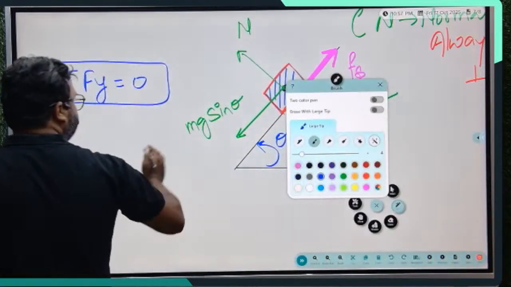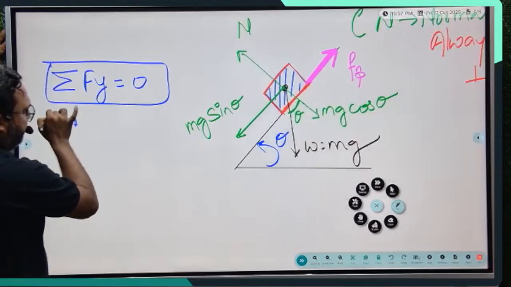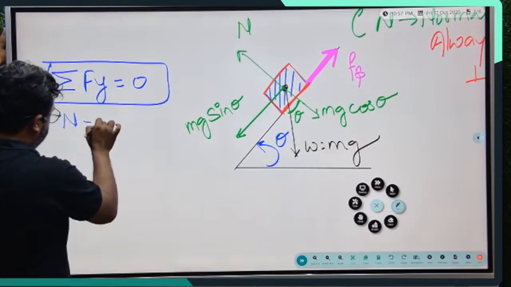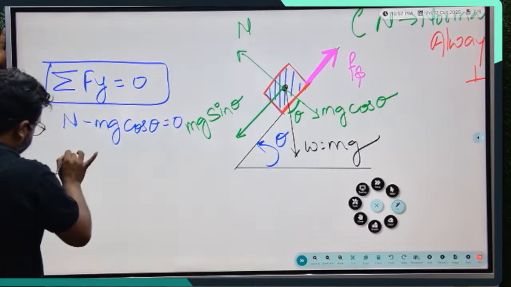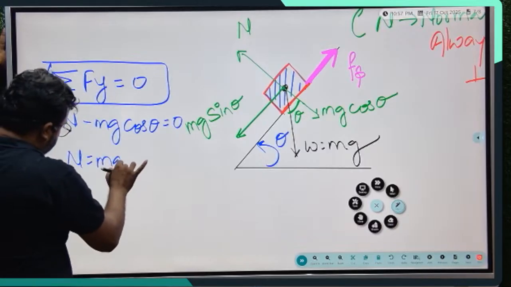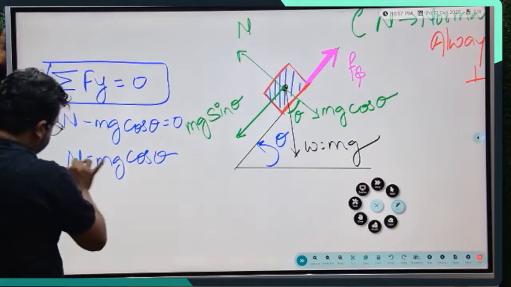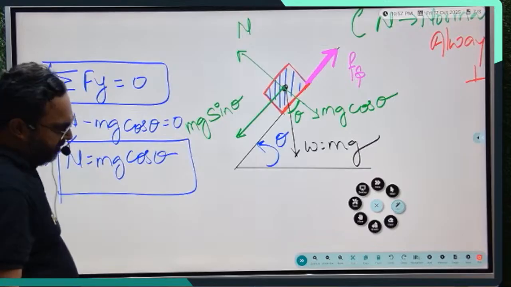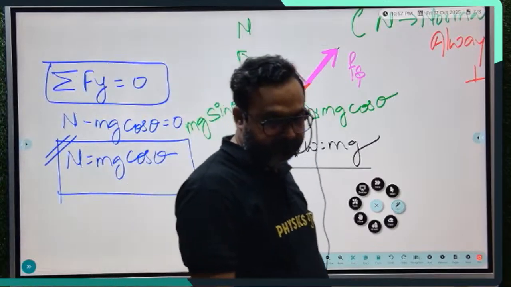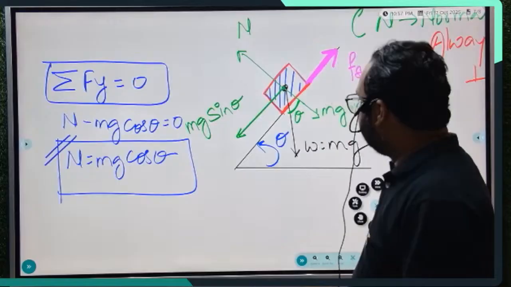So I will equate this. N is acting upward, positive, minus mg cos theta equal to 0. So N is equal to mg cos theta. Any doubt?